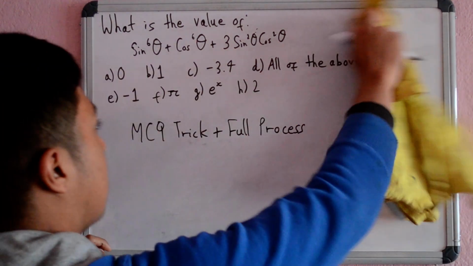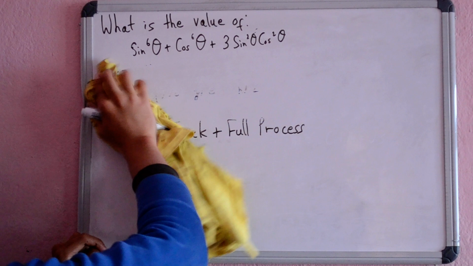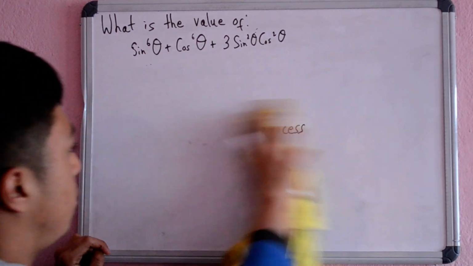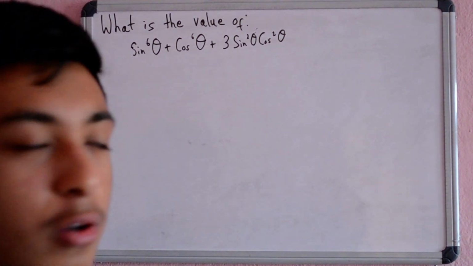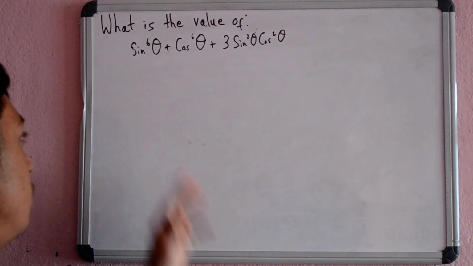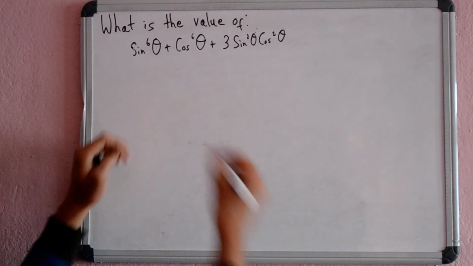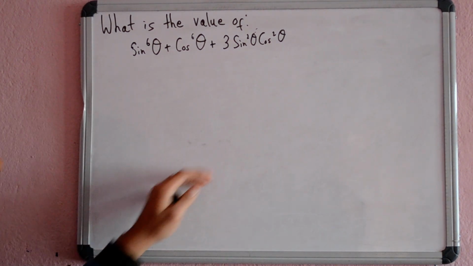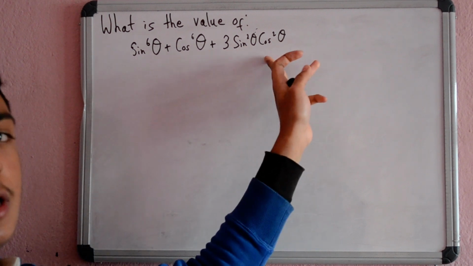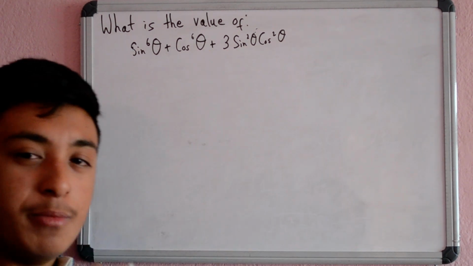But now, let's say there is no MCQ question. You will have to find the value without any choice. So we'll have to solve it. Now, 3 sine square theta cos square theta. Does that ring a bell?